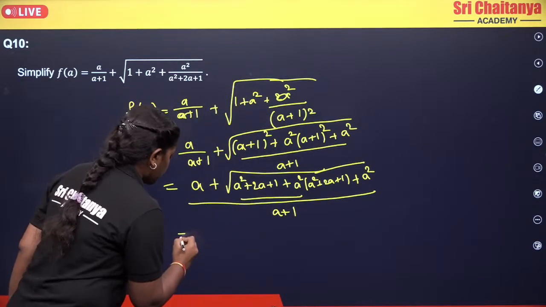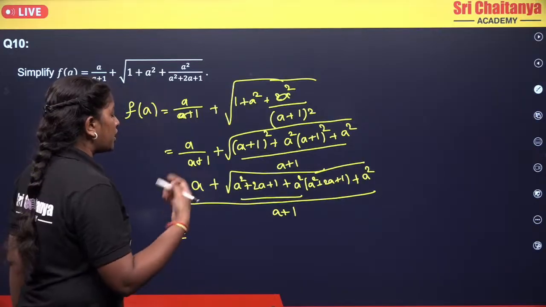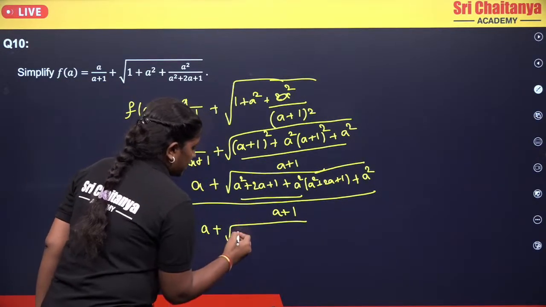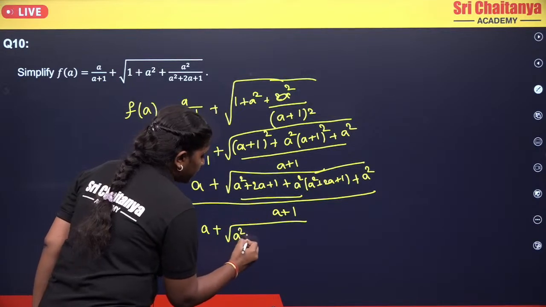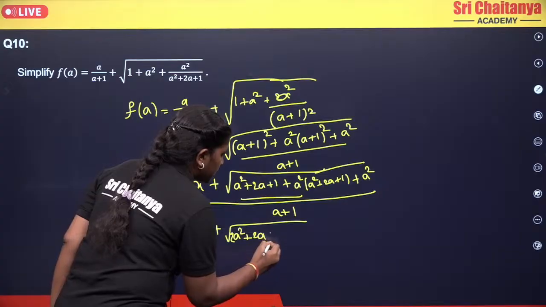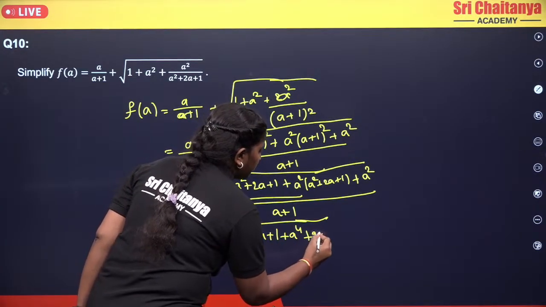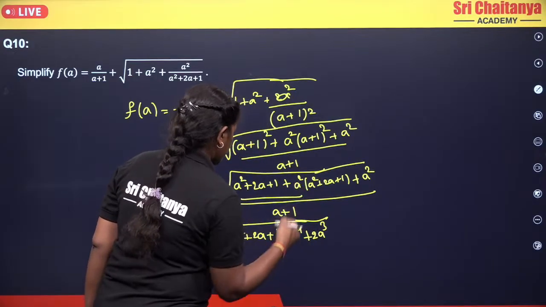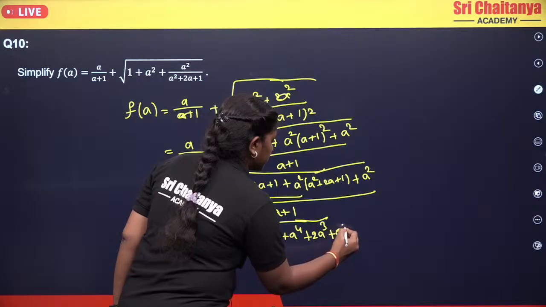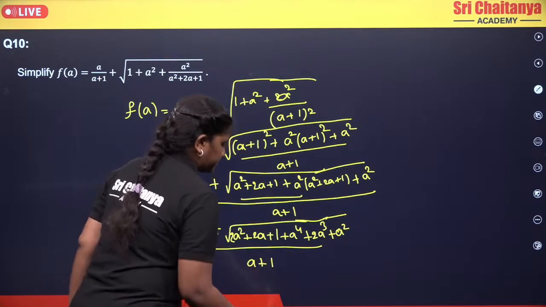Clear? Now coming to here, if you observe, we can take a square into a square, which is nothing but a to the power 4. So here it will become a plus root of a square plus 2a. A square plus a square, you can write it as 2a square plus 2a plus 1 plus a to the power 4 plus 2a cube. Okay. So now coming to here, 2a cube plus 2a, plus a square. Okay. Whole divided by a plus 1.